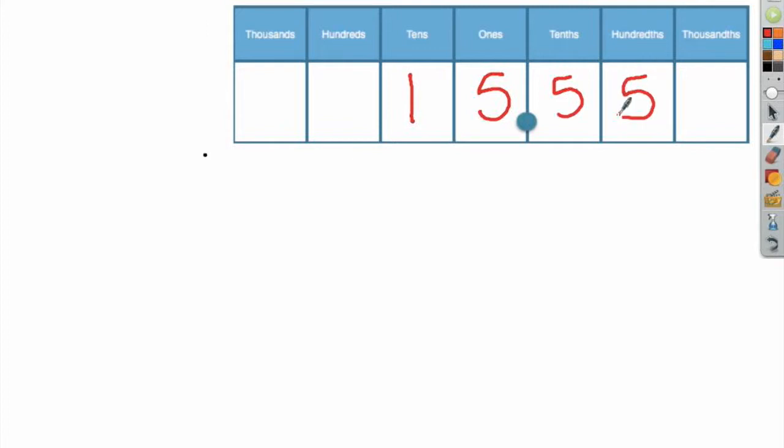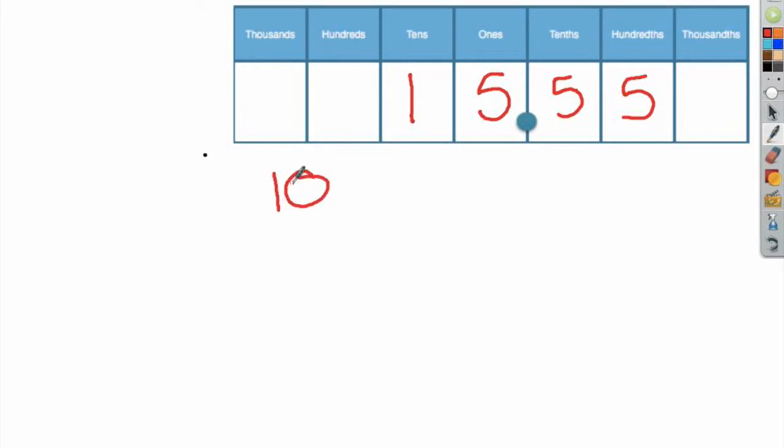If I had that much money in my pocket right now, how much money would I have? Okay, yeah, I would have $15.55. How much would that one be worth? If I had that much money in my pocket, how much would that one be worth? 10. Okay, this one would be worth 10, wouldn't it?